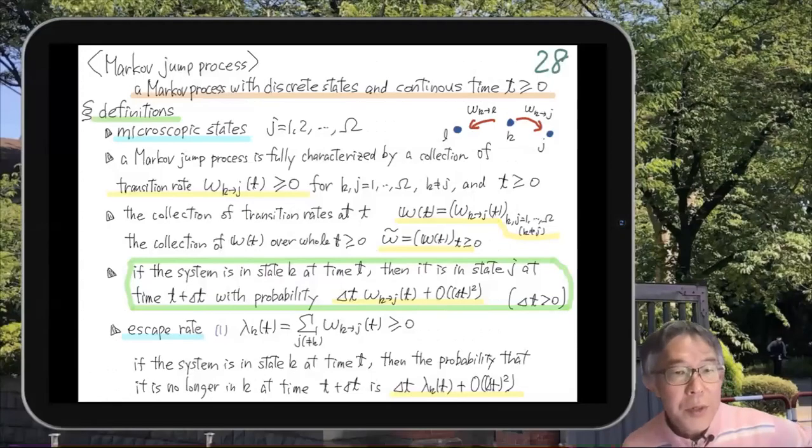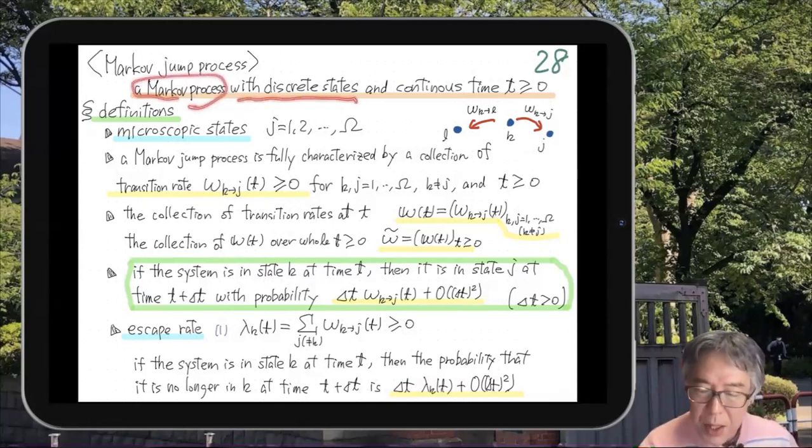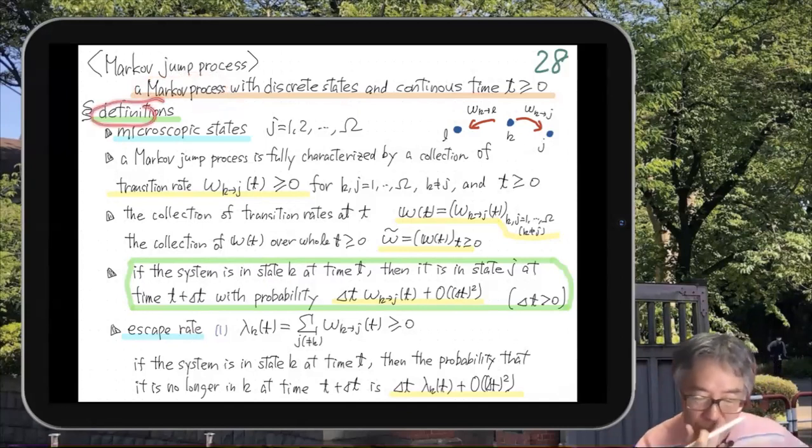Okay, we move on to the discussion of Markov jump process. If you know something about Markov processes, then a Markov jump process is a Markov process with discrete states and continuous time. But anyway, I will describe. So here comes the definition.